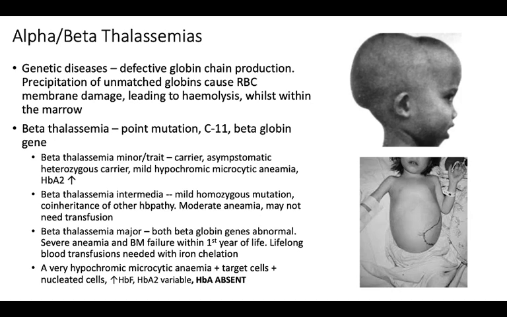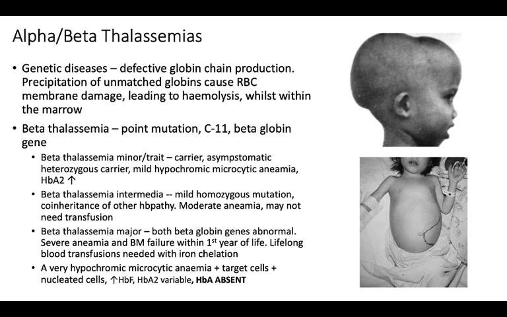If you have something called beta thalassemia intermedia, this is when you have a mild homozygous mutation, so you're not just a carrier anymore, and usually this happens because of co-inheritance of another hemoglobinopathy. In this case, you would have a moderate anemia. You probably will have symptoms, but it won't be to the extent that you need a lot of transfusions.